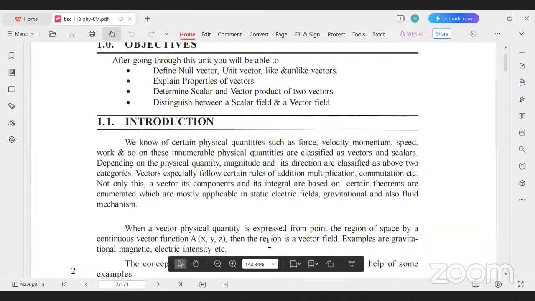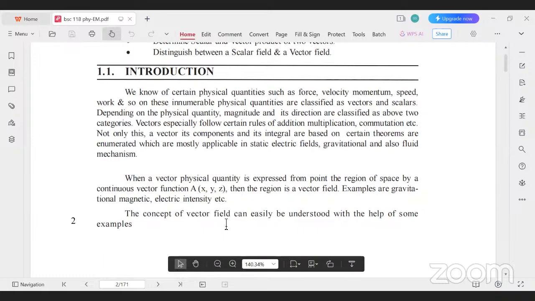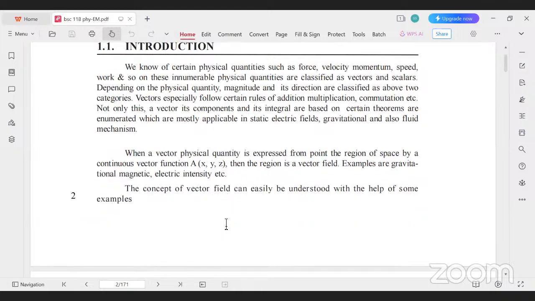Okay, for example, when a vector physical quantity is expressed over a region of space by a continuous vector function A of x, y, z, it is a vector field. Examples are gravitational, magnetic and electric intensity, etc. Shall I tell you one more important and interesting thing? Whenever an electric field is there, there will be a magnetic field, perpendicular to it, all the time.